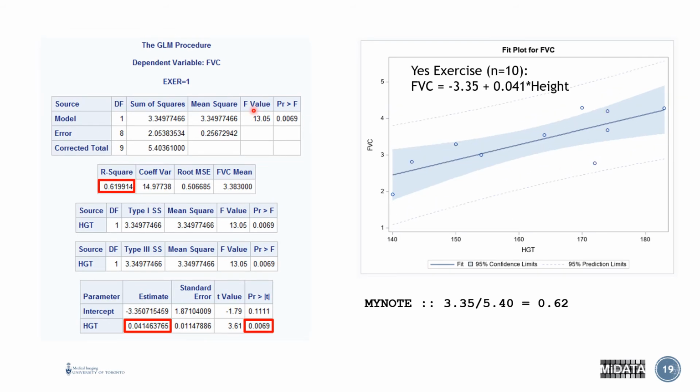Okay, same output. This time, though, we're looking at the level for exercise, yes, the 10 subjects who did exercise. You'll immediately note that when you do that same calculation of the sums of squares model over the total sums of squares, your R-square is only 62%, which is less than for those that did not exercise. Once again, is the slope significantly different from 0? Yes, it is. So there is a linear relationship between height and FEC.